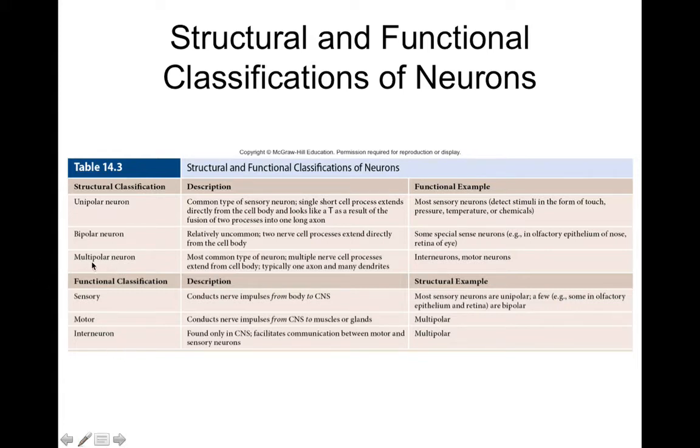And so what's the most common type of neuron again? Multipolar. And also we have a lot of interneurons, and most interneurons are multipolar. And so these kind of go hand in hand. All right. Cool, guys. Good job.